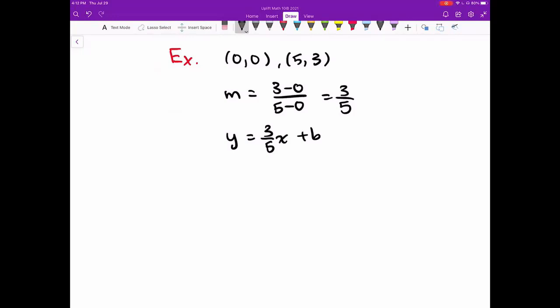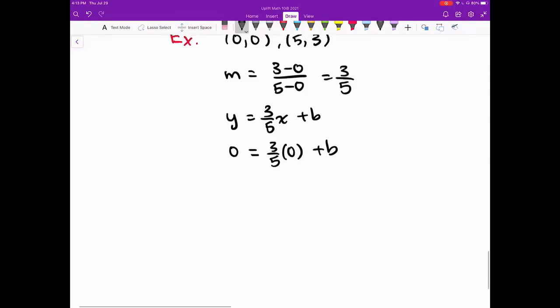Let's not pick 0, because I don't know if that will work very well. So we could just pick 5. Oh, it will work, because then 0 equals 0 plus b. Okay. Maybe some of you guys realize that we didn't actually need to do the calculations for the y-intercept, but let's just do it. So we find that the y-intercept is at 0, and then we could put it all back into the equation, and we get y is equal to 3 over 5x.